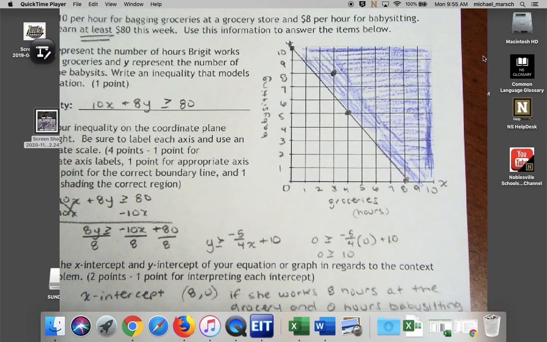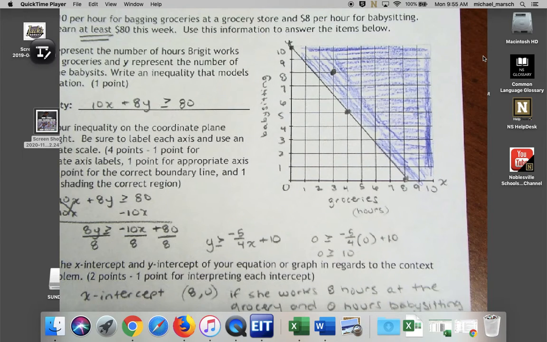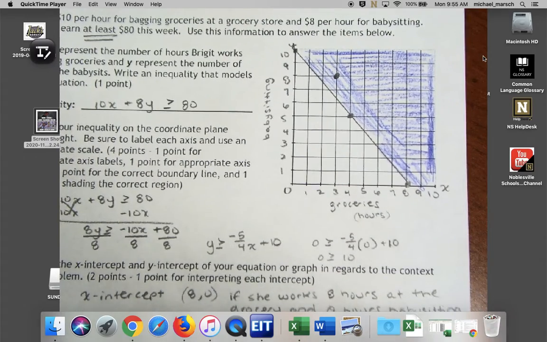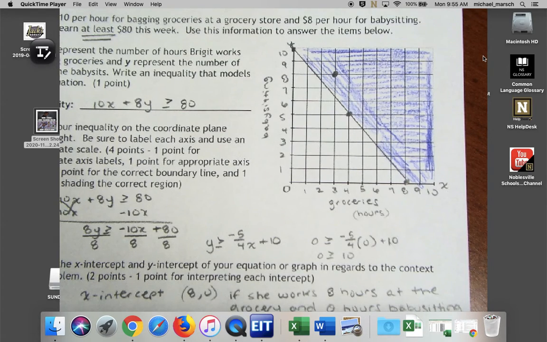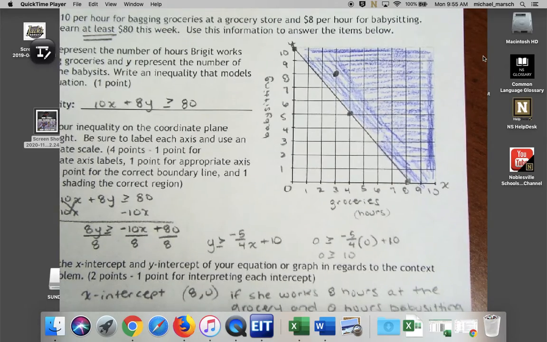And we would say if she works 3 hours at the grocery store and babysits for 8 hours, she will make, so 3 times 10 plus 8 times 8 equals 30 plus 64, which equals $94. And that's what we're happy about.